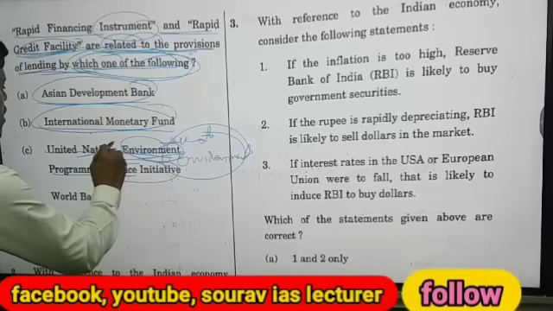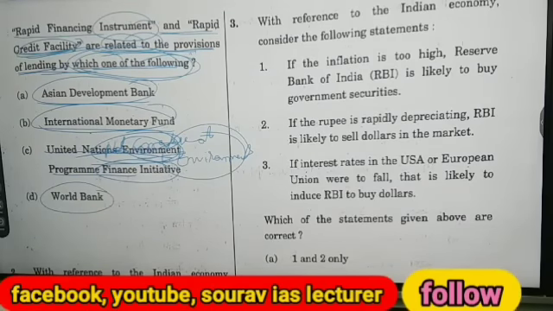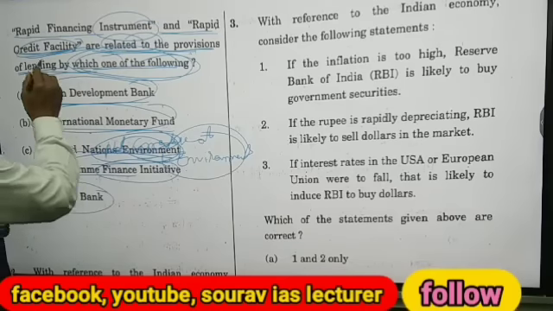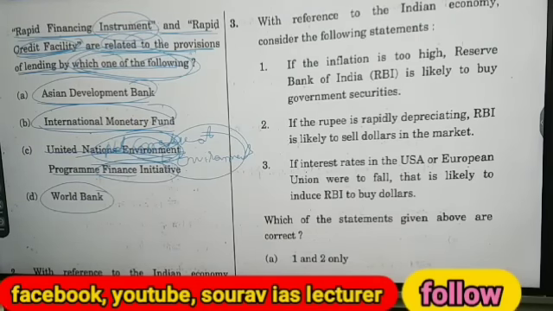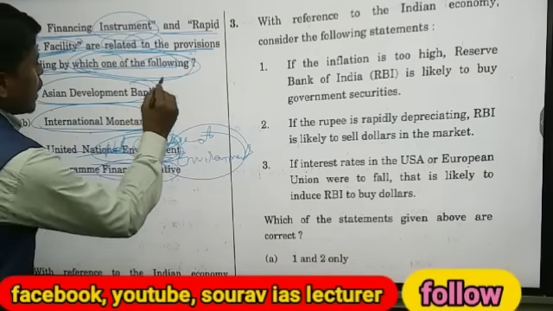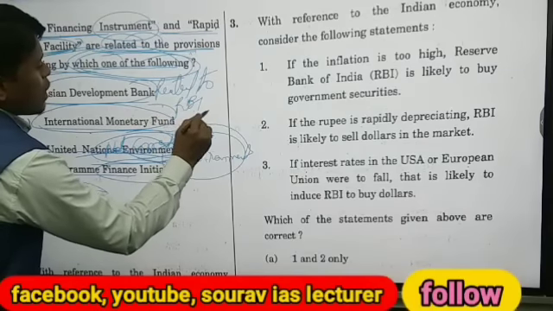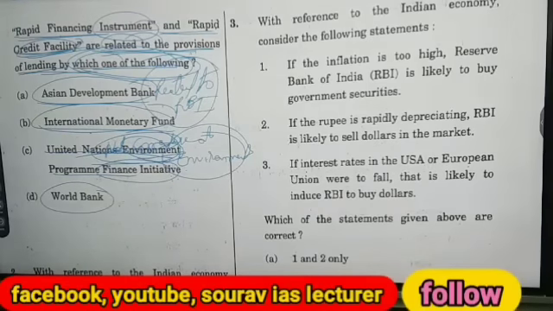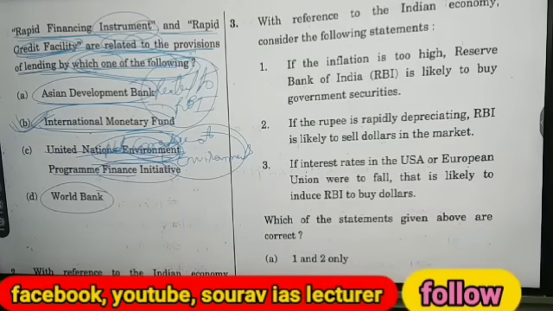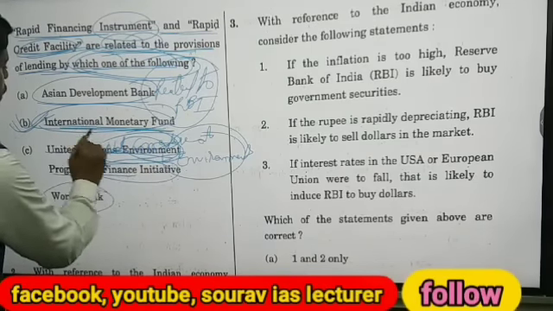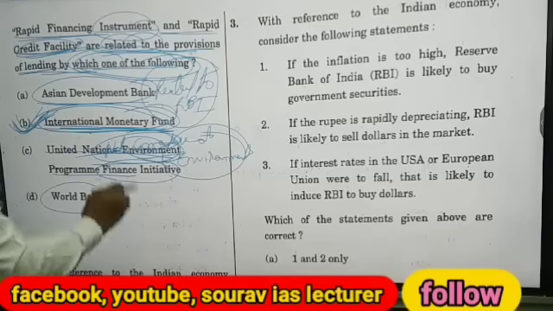This is an environment question, not correct. World Bank, not correct. These are Rapid Financing Instrument. This is a money and banking, Indian economy question, related to RBI. International Monetary Fund, correct option B.